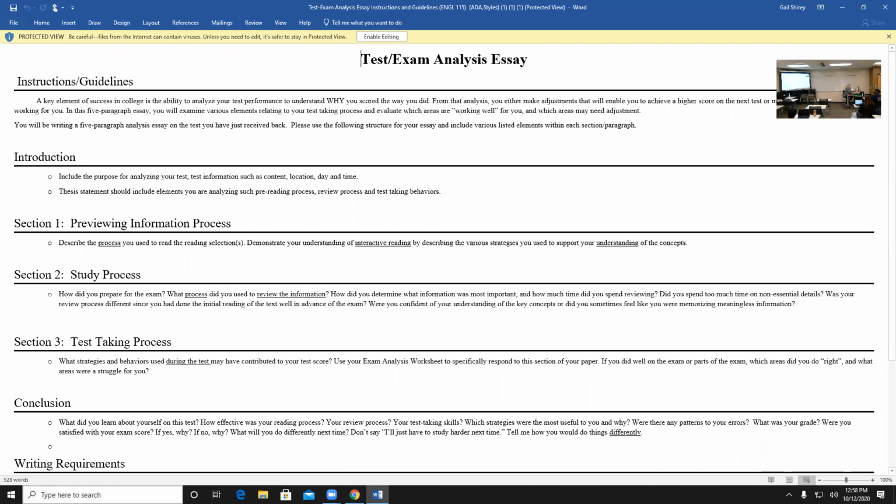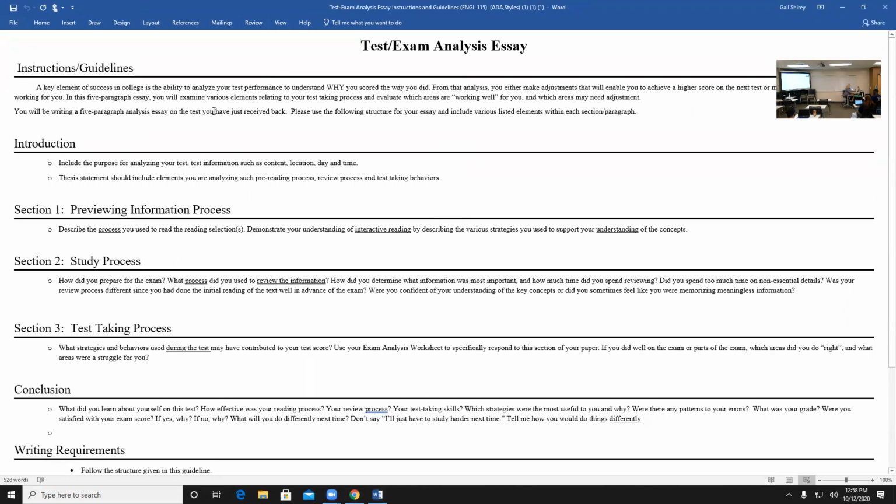So for your exam analysis essay, you're going to be writing an introduction, 1, 2, 3 sections within the essay, and then a conclusion. So there are 5 parts to this essay. Introduction, Section 1, Section 2, Section 3, and conclusion. You with me so far? 5-paragraph essay. Okay. In the introduction, I want you talking about these things.